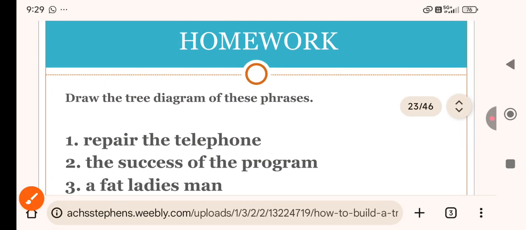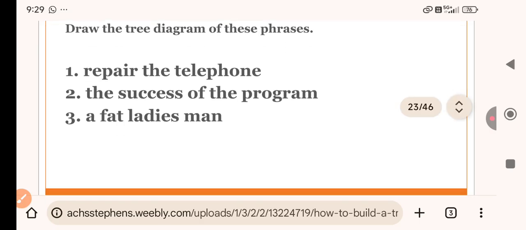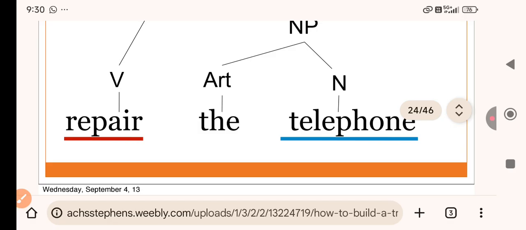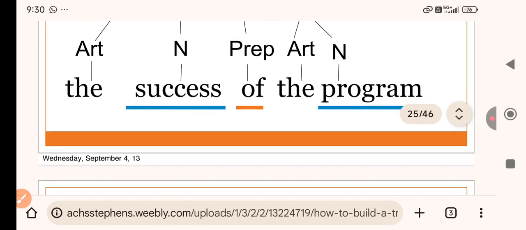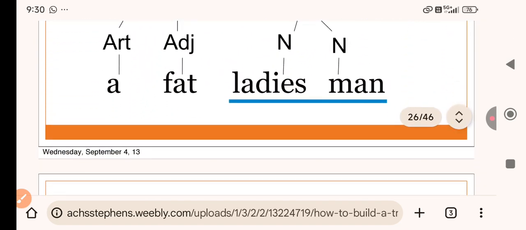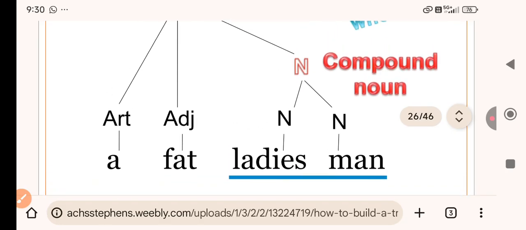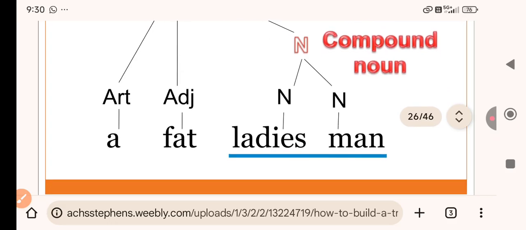Okay, now homework. Repair the telephone, and the success of the program. A fat lady's man. Then repair the telephone. So then they have done this way. Simple, no need to explain. Then the success of the program. We have already a fat lady's man. A fat, right? Compound noun. That's a noun phrase. There is no verb, right?